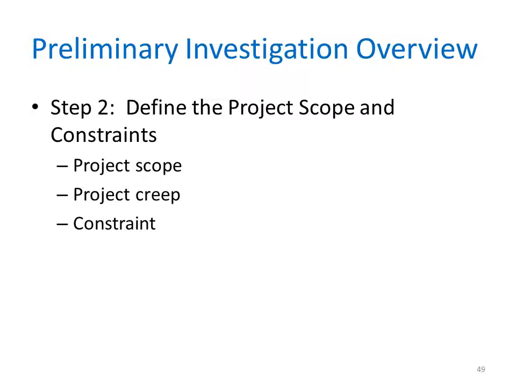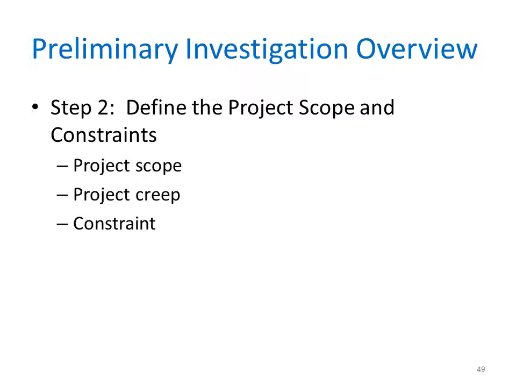We'll talk about scope creep in chapter 3. But scope creep is where tasks and pieces get added onto the project in addition to the original specifications. And finally, along with defining the scope of the project, you have to identify any constraints that are on the system. And a constraint is a requirement or a condition that the system has to satisfy or an outcome that the system has to achieve.